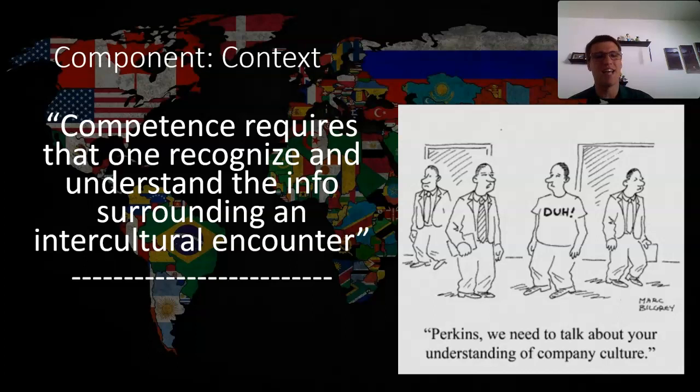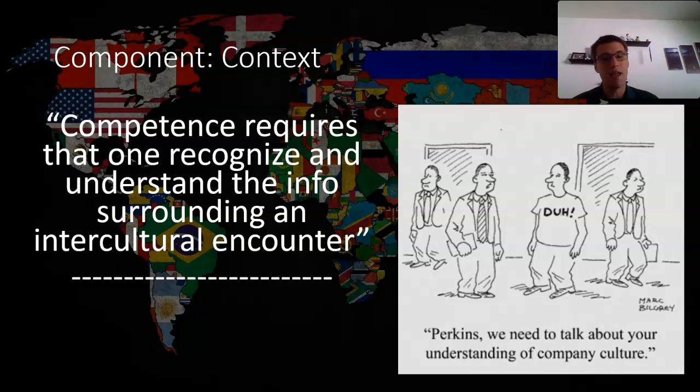Competence then requires that we recognize and understand the information that is surrounding the encounter, right? And so the image on the screen, I think, is a great depiction of this, because essentially what's happening is Perkins does not understand the context that he walked into, right? There is an expectation in a corporate setting that appropriate attire would be worn, and Perkins did not fulfill that expectation because he didn't properly understand the context.